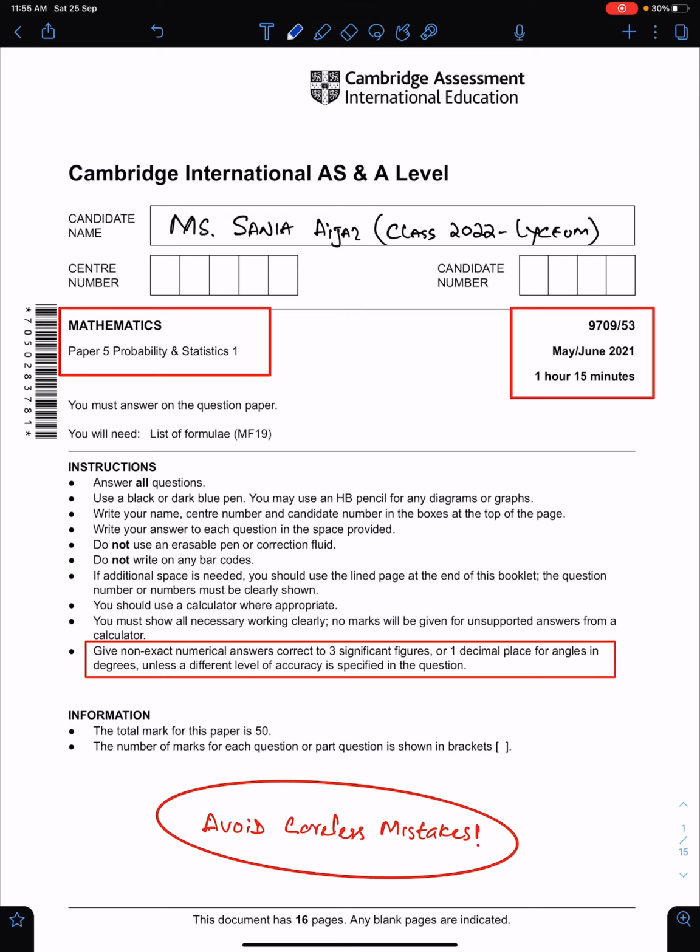Bismillahirrahmanirrahim. Sallallahu alayhi wa sallam. Allahumma rabbi zidni ilma. Sallallahu alayhi wa sallam. Ameen. Alhamdulillahi rabbil alameen.